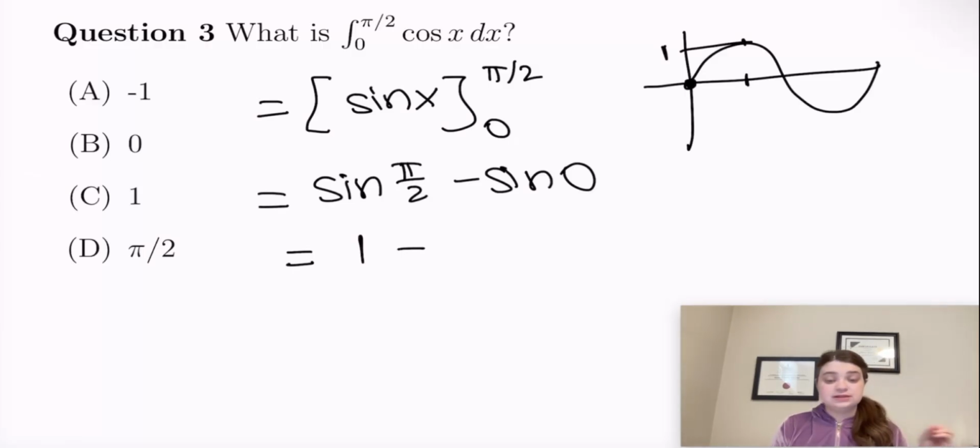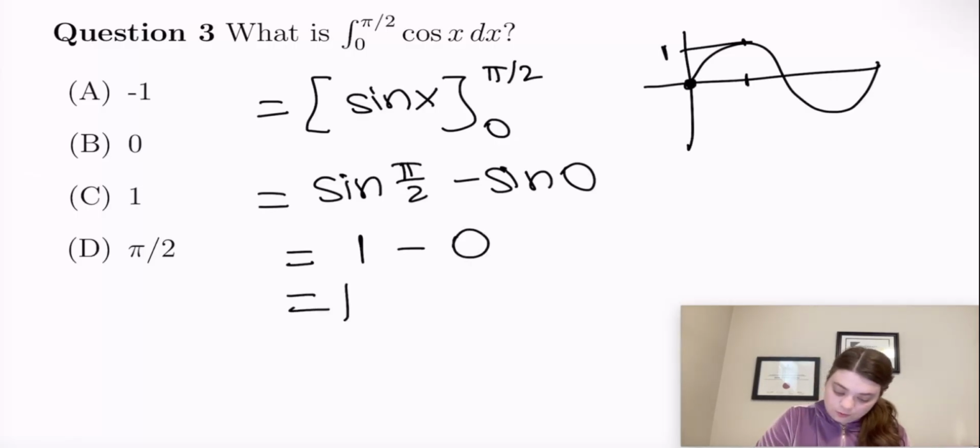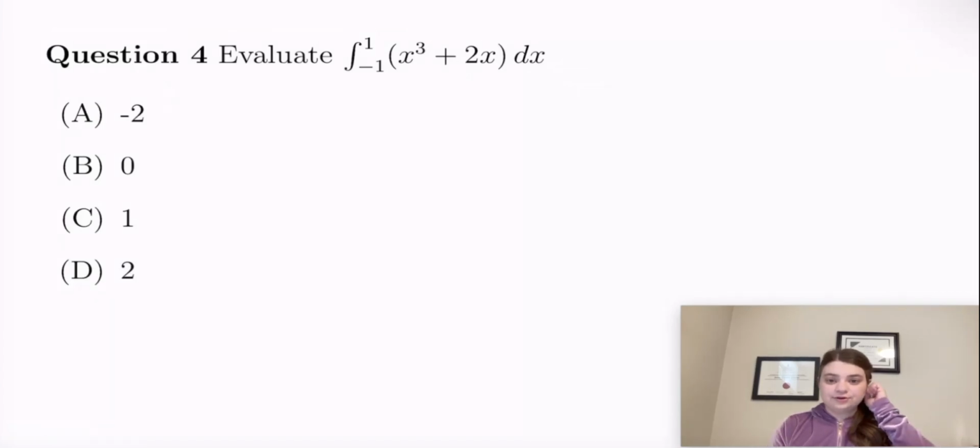And then sine of 0 is 0. Okay, so 1 minus 0, which once again is 1. And so that's our answer. All right, and here's a third example.